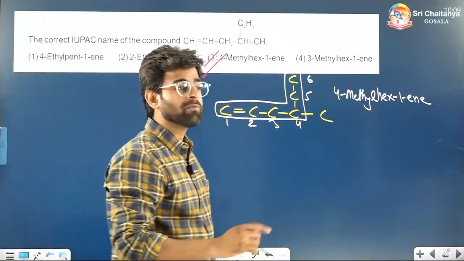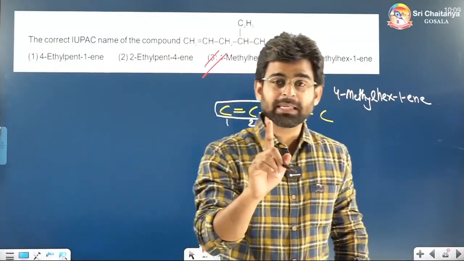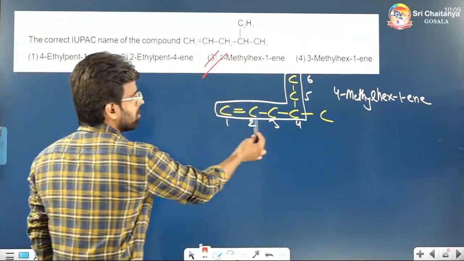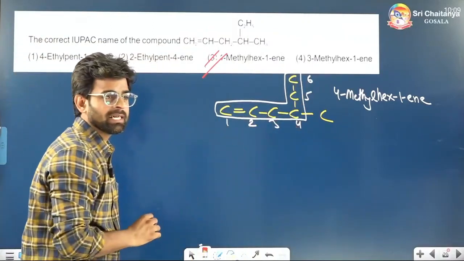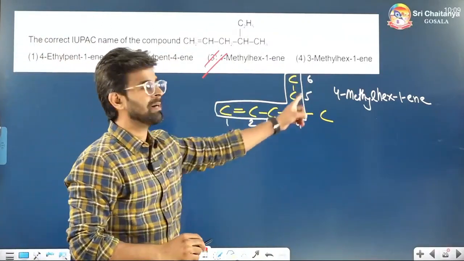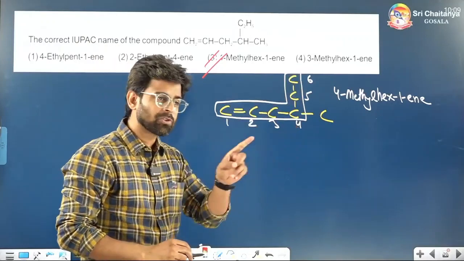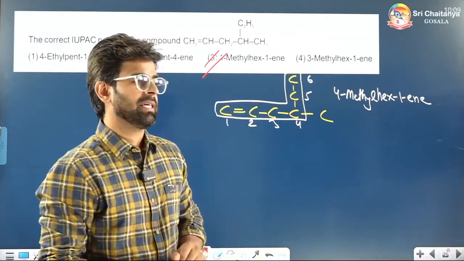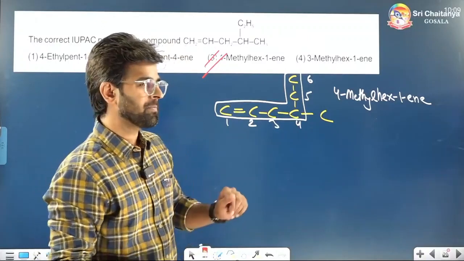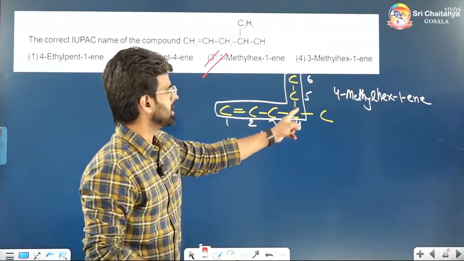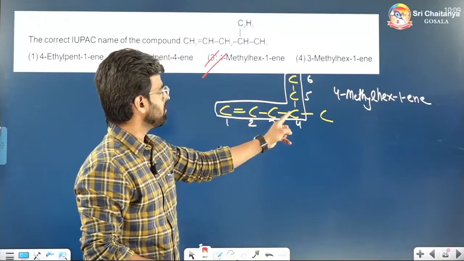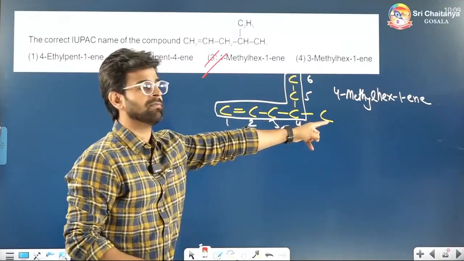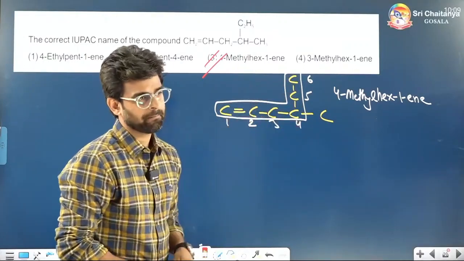Some students are keeping option one. One is not right. Be careful, because here you have more carbons in the chain. Here we have more carbons in the chain. Those students who are giving the first answer, be careful. Don't make a mistake. Here we have the longer chain, no? 1, 2, 3, 4, 5, 6. Here how many? 1, 2, 3, 4, 5. It is my main chain.